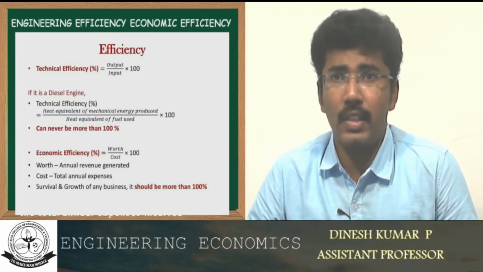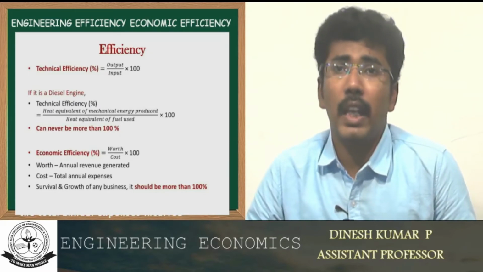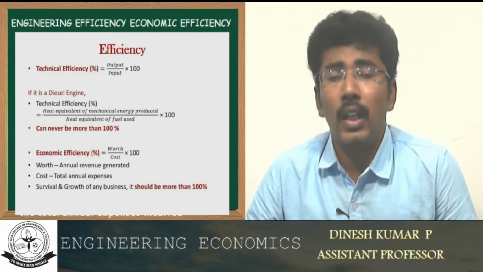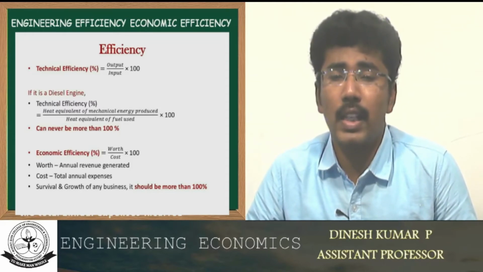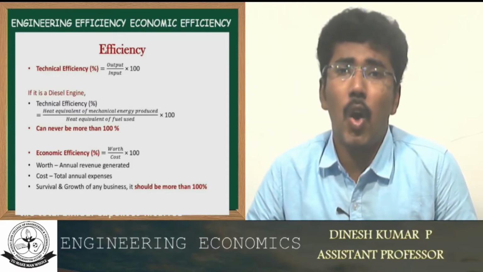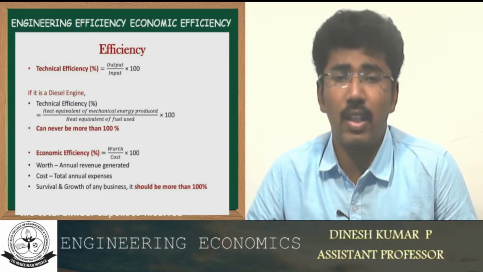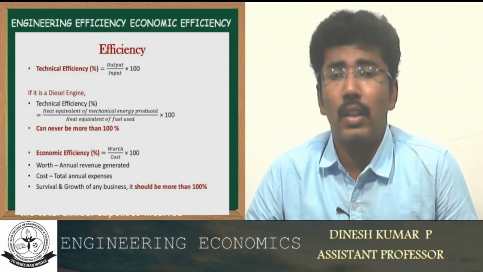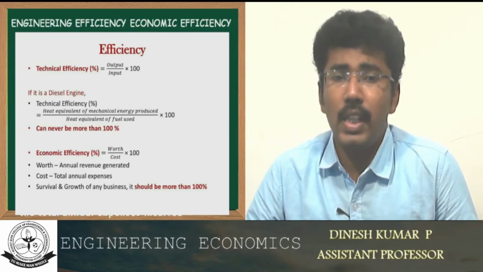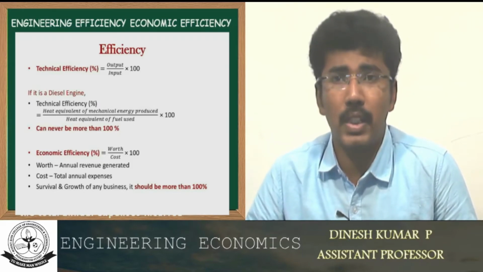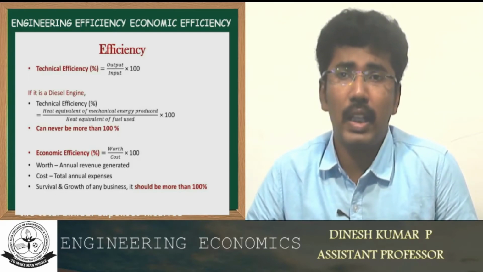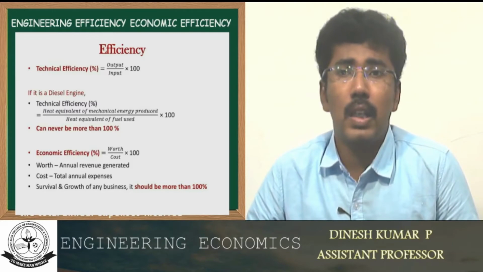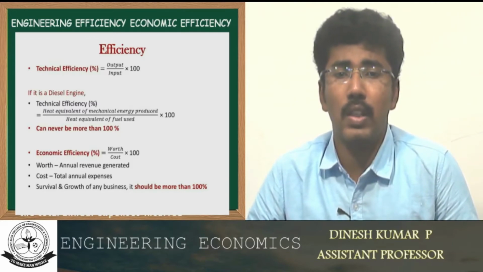Engineering efficiency is also called technical efficiency. It is the ratio of output to input. For example, let us consider diesel engines. The output is mechanical energy, and the input is fuel energy. The technical efficiency can never be more than 100% because there are frictional losses, transportation losses, some energy losses and heat losses also.